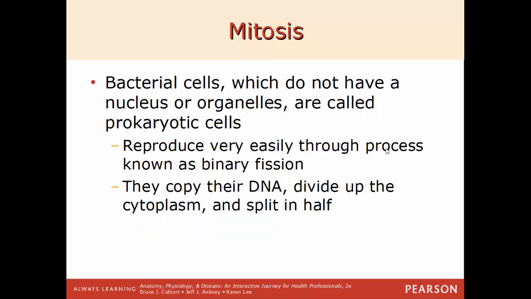So for bacterial cells, for example, they don't have a nucleus, they don't have organelles. These are called prokaryotic cells. These reproduce very quickly through a process called binary fission. They basically copy their DNA and then break in half. So half the cytoplasm goes one way, the other half of the cytoplasm goes the other way, and then you have two identical bacteria. This is a very simple process because it doesn't involve that much stuff. So this process happens fairly quickly.